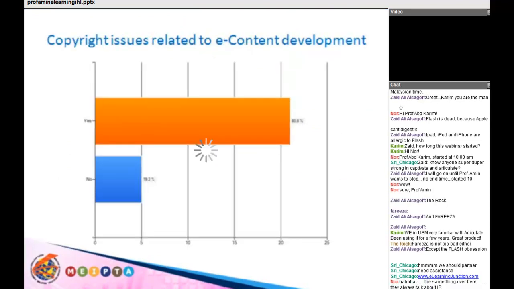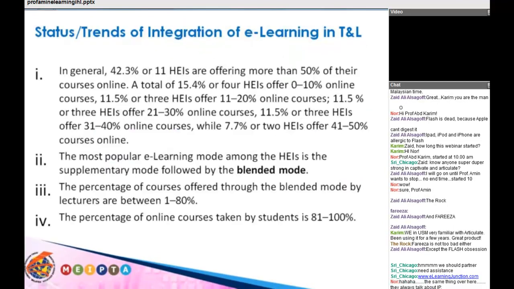Okay, so let's move on. Copyright issues.